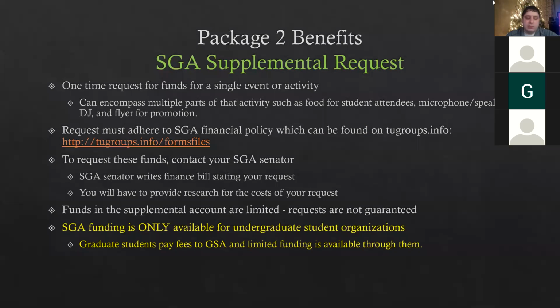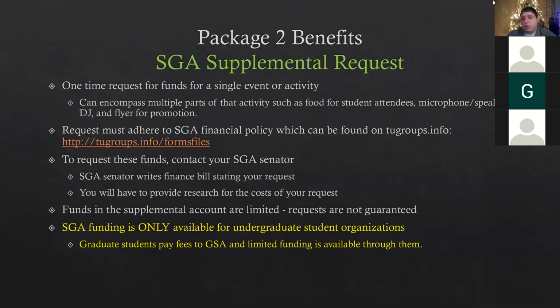While this presentation is not going to go over in detail how SGA does their funding, a single activity can encompass multiple different accounts that the SGA will fund your group for. So if you were planning an event, it can pay for the food from Black and Gold this semester for the people that are coming, the microphone and tech setup that you might need for the event. Maybe you're using a student DJ and you do a contract, can't bring an external one this semester, and you need flyers. All of those things for a single event could be one supplemental request and placed through the SGA.